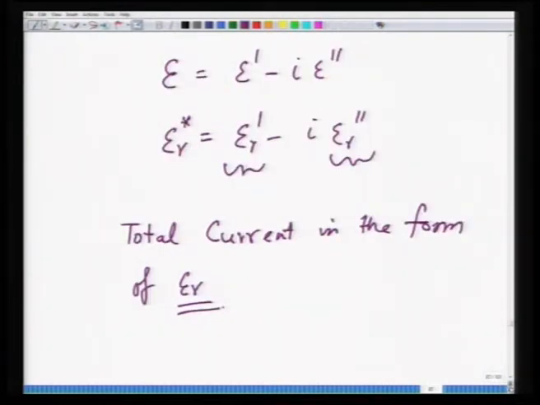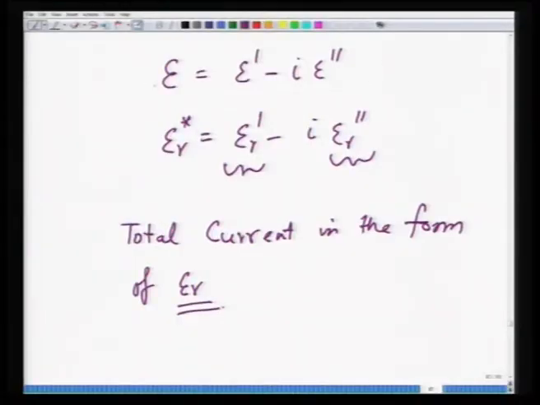Another thing that is done in the case of real dielectrics is this: now that we know there is a charging current and a loss current, and since current is a complex quantity here, the dielectric constant is also a complex quantity. It can be represented in the complex form as epsilon equals epsilon prime minus i epsilon double prime, or epsilon r star, the complex dielectric constant, has a contribution from the real dielectric constant, epsilon r prime, minus i into epsilon r double prime, which is the imaginary part of the dielectric constant.